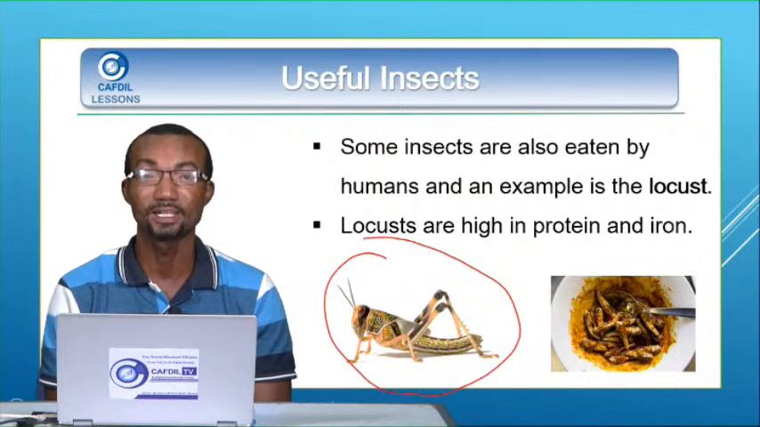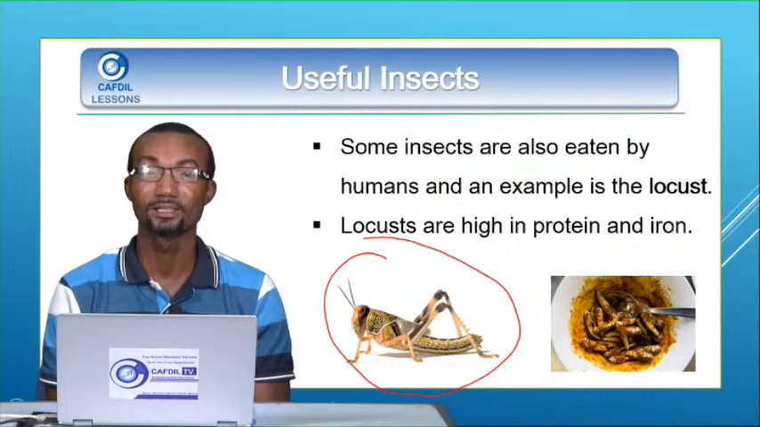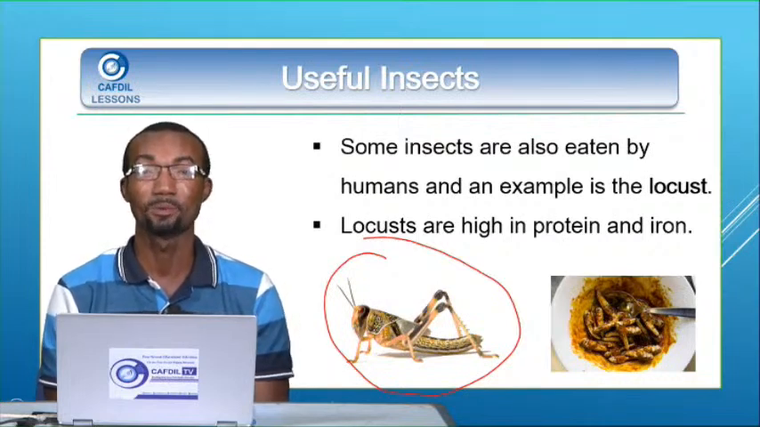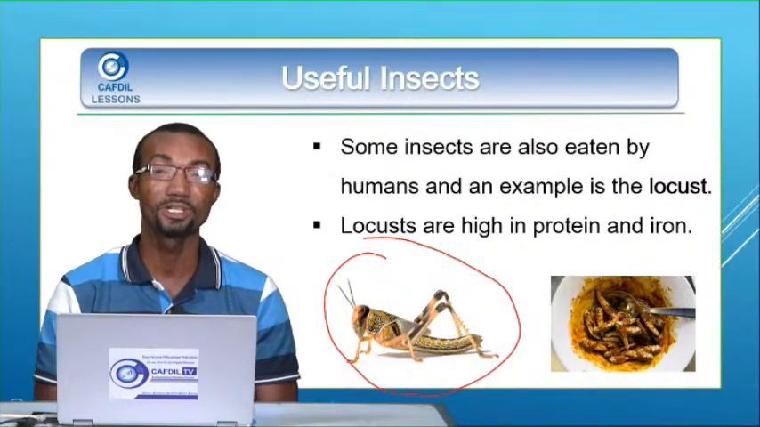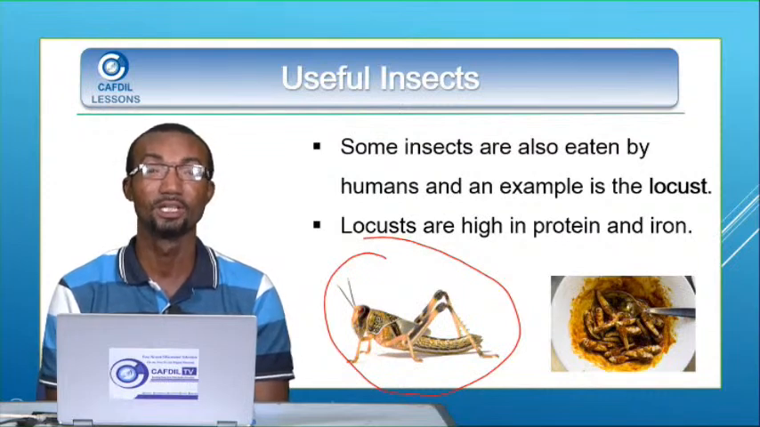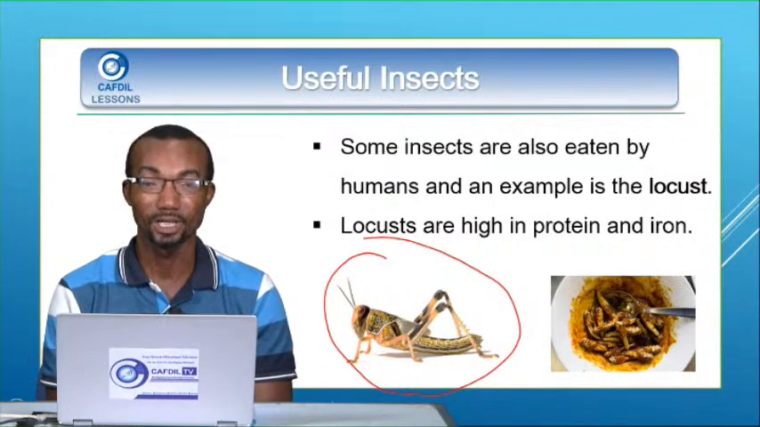So some of the insects can be eaten as a meal. If you look on the screen, you see a nice meal there made up of what? The locust. So some insects can be eaten. Maybe you don't like eating them, but when you go to other parts of this country or some parts of the world, they feed on some of these insects. So these are some of the useful insects that we can talk about.